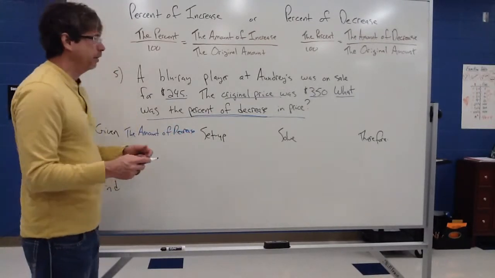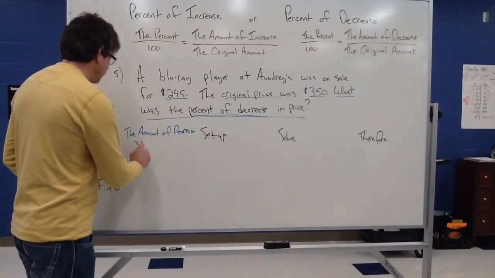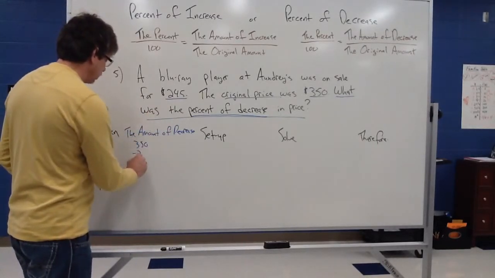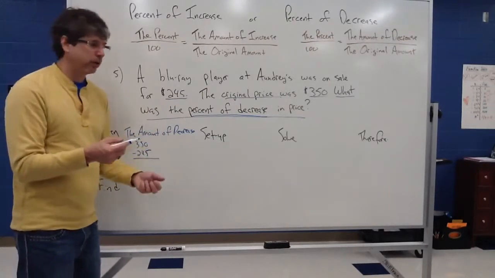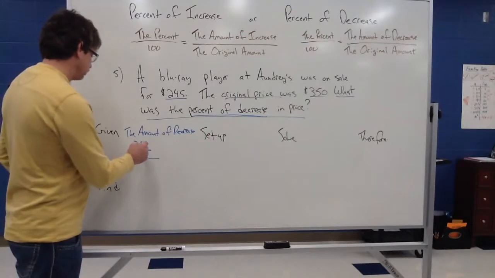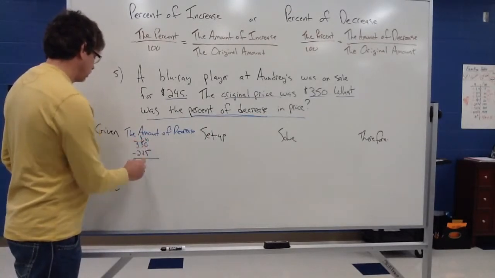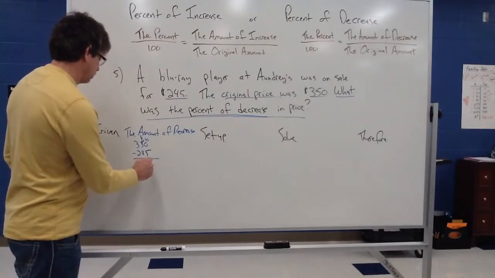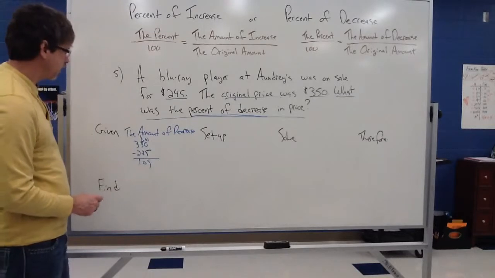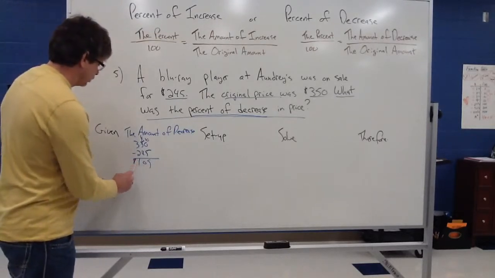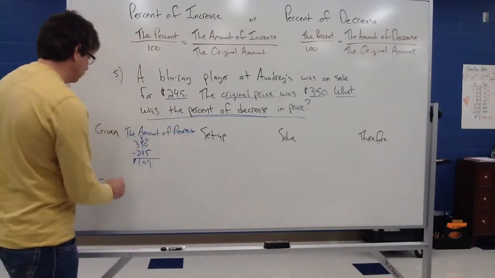And again, the decrease is basically the change in price. So if it was $350 and it went down to $245, if I subtract those two numbers, that will tell me the actual decrease in the price, the change in price. So it looks like that would be $105. So $105 would be the change in price. So that's going to be my amount of decrease.